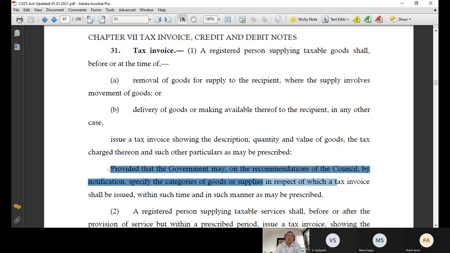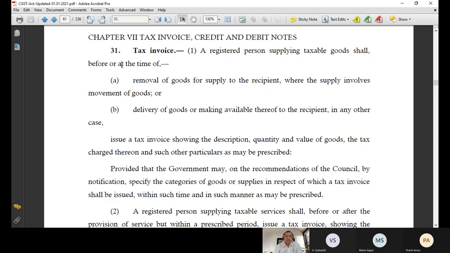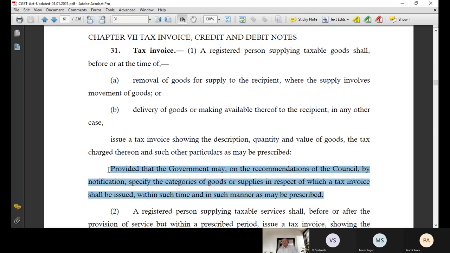In some exceptional cases it is not possible to issue the tax invoice at the time of removal. So the government can grant some extra time also. That is why this exception exists: through notification, the government can specify a category of goods or category of supplies in which the tax invoice can be issued within the prescribed time limit. That's it. It completes my concept of Section 31 subsection 1.